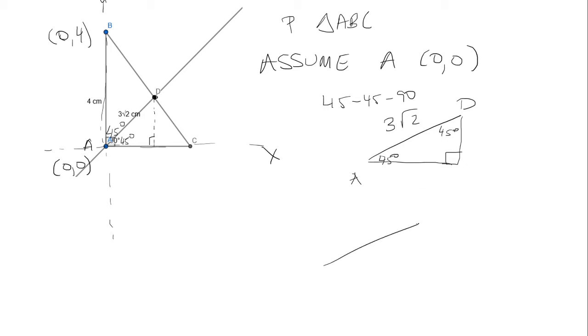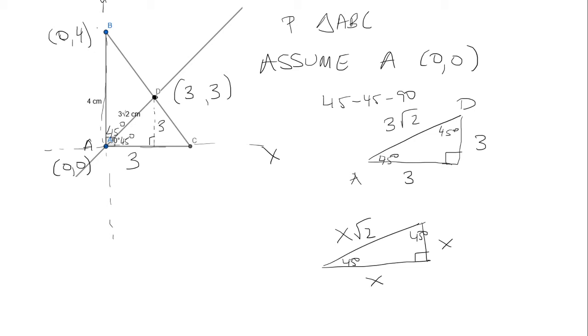But recall, for a 45, 45, 90 triangle, if the sides are x, then the hypotenuse is x root 2. In this case, x will just be 3. So the base and the height are both 3. Now we can classify what D is. In order to get D, we start at the origin, we move right 3, up 3. So the point is 3, 3.